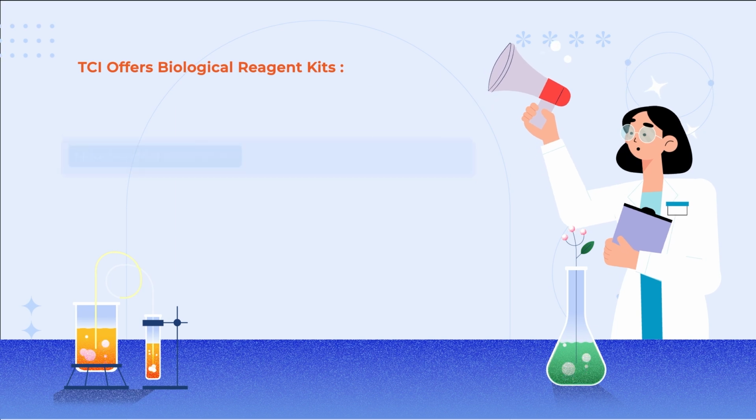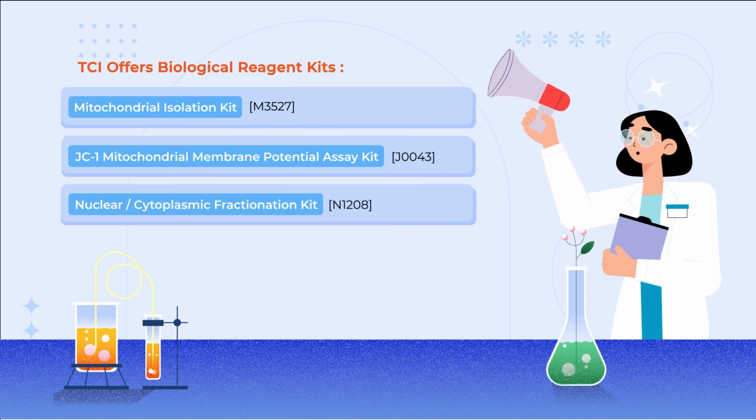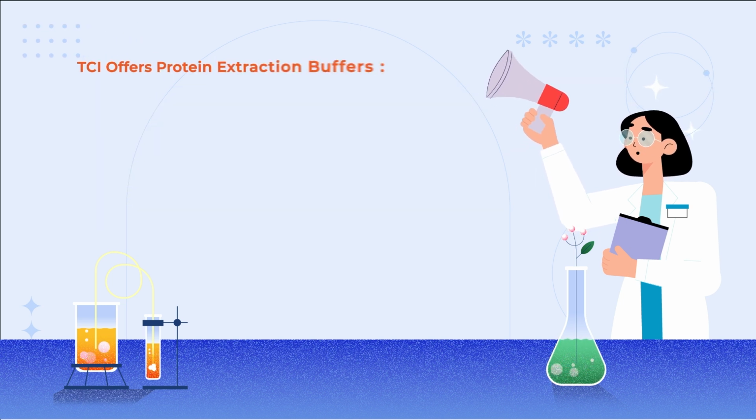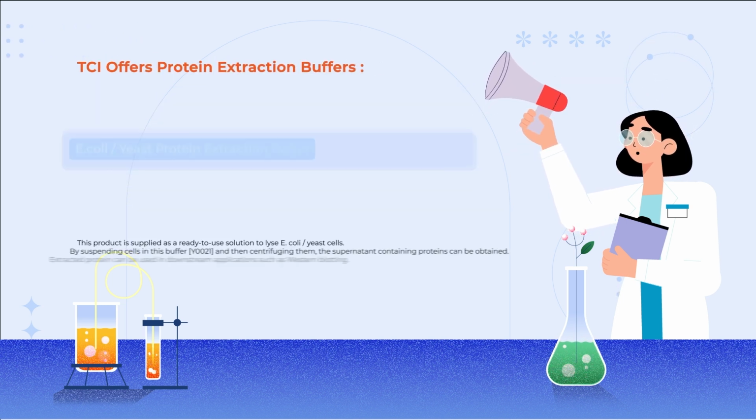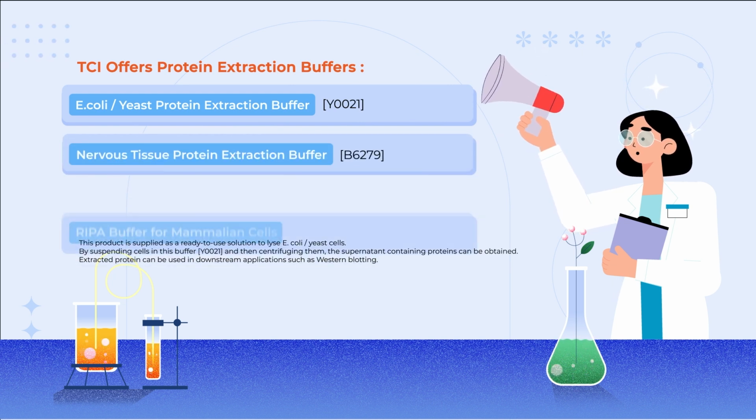TCI offers kits for mitochondrial isolation, mitochondrial membrane potential assay, and nuclear or cytoplasmic fractionation. TCI also offers protein extraction buffers for E. coli or yeast cells, nervous tissues, and mammalian cells.